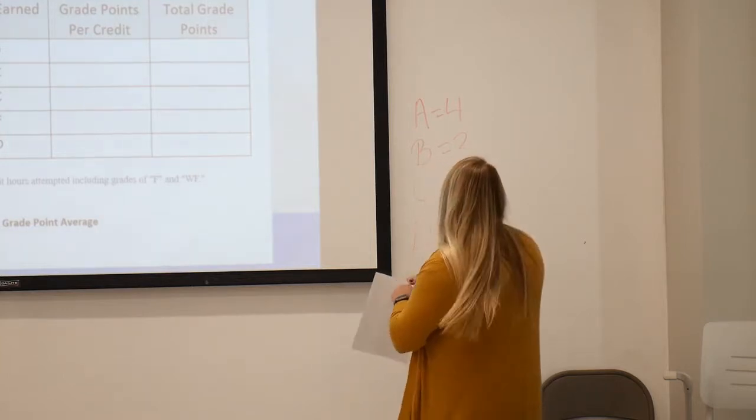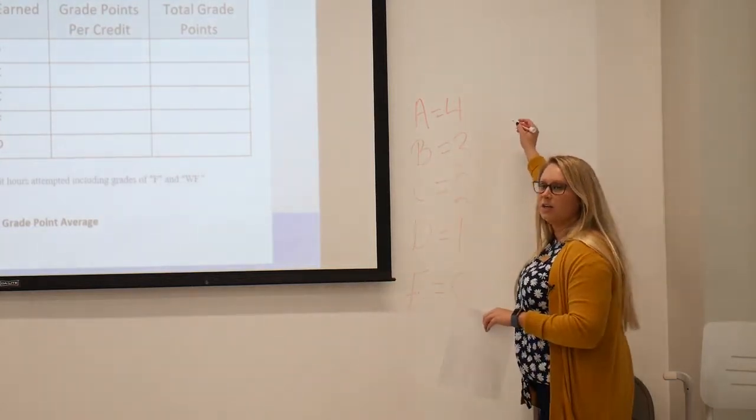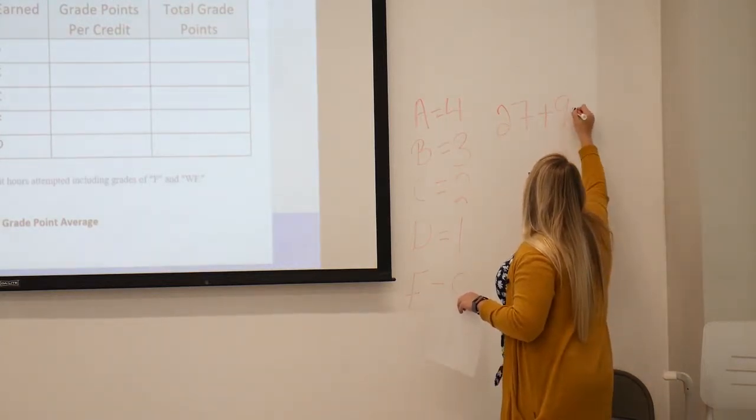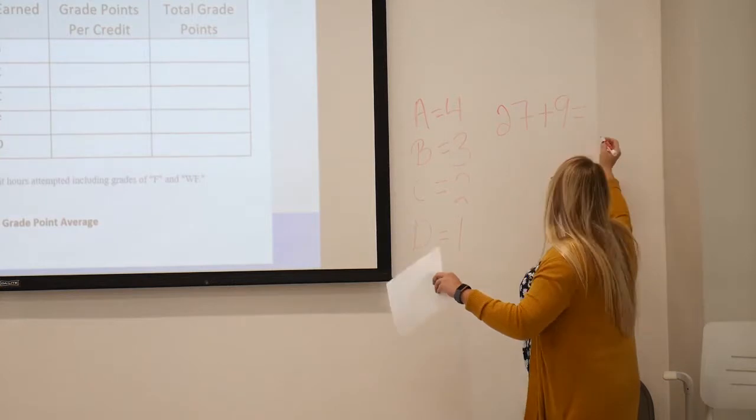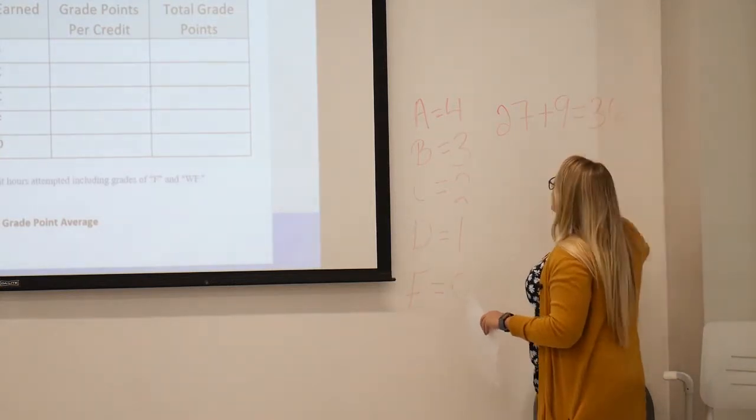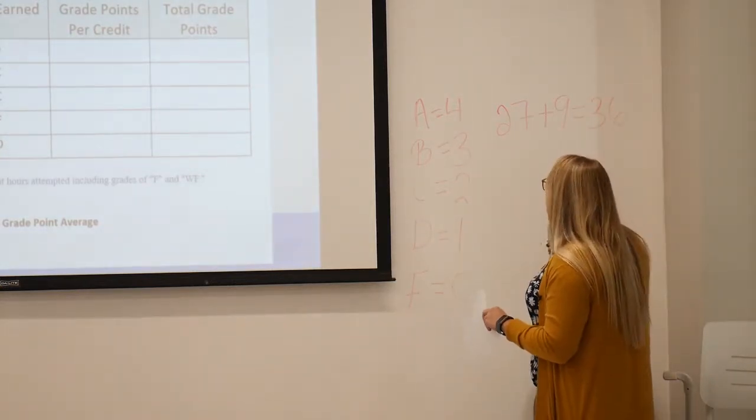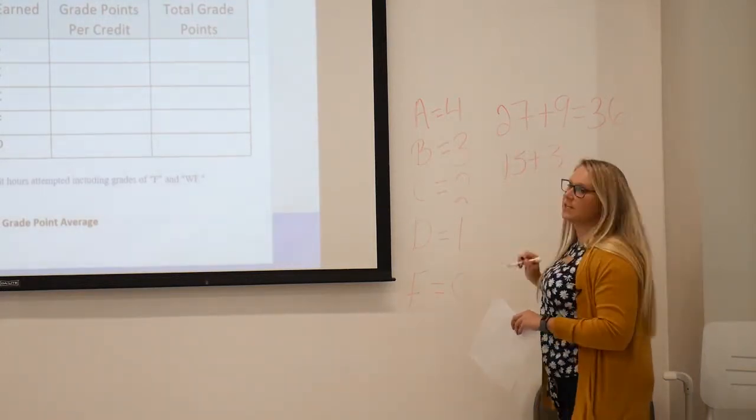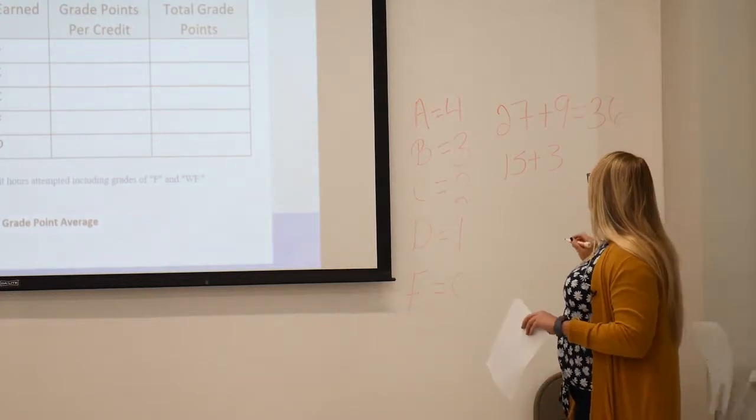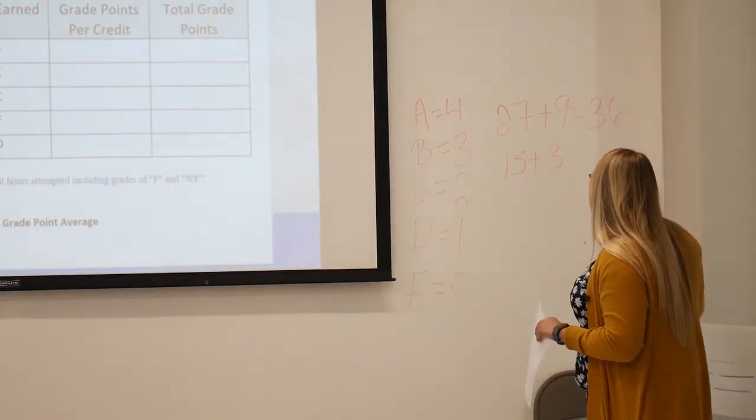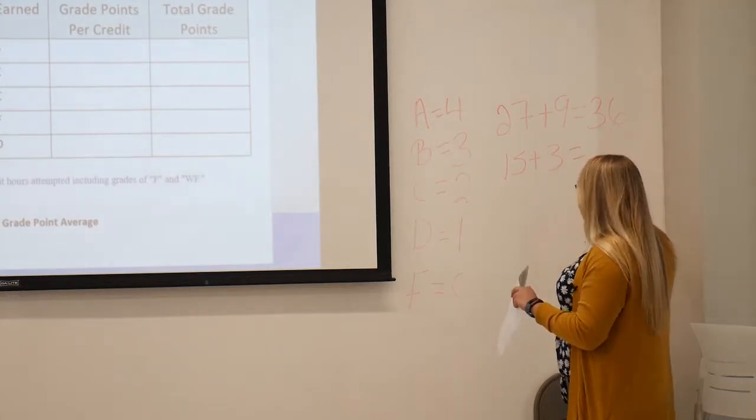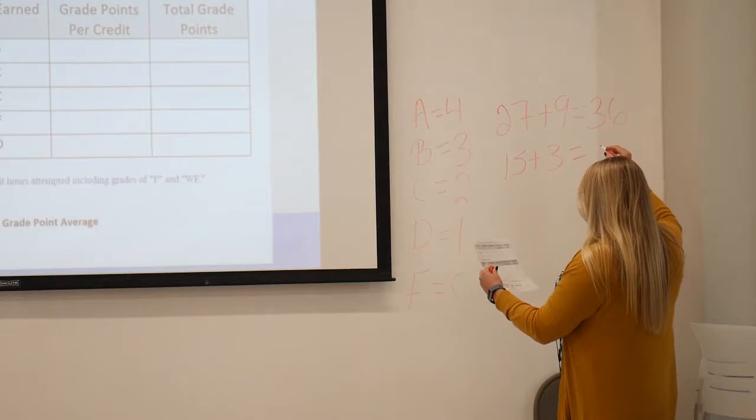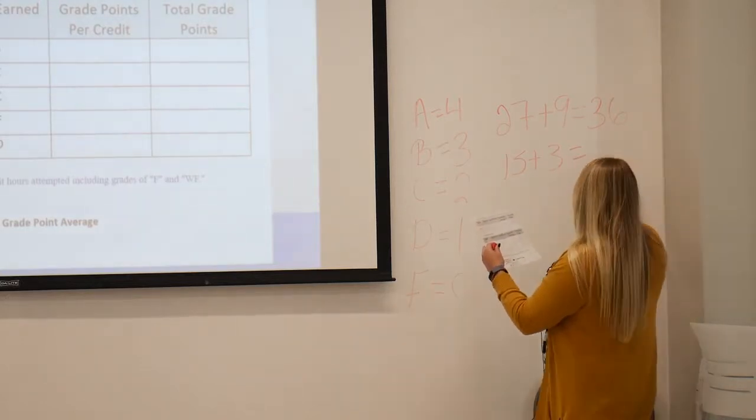Okay, so can everyone see if I write over here? Okay, so we had 27 grade points. Now we're adding 9, which gives us a total of 36 grade points. We also had 15 credit hours originally, and now we've just added another 3 credits to our total number of credit hours. So 15 plus 3 is going to be 18. Did I do that right? Is that what I need to add? Yeah. 18.